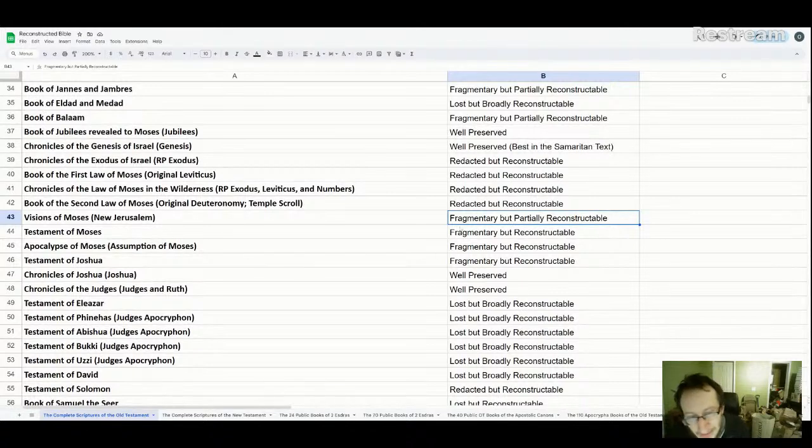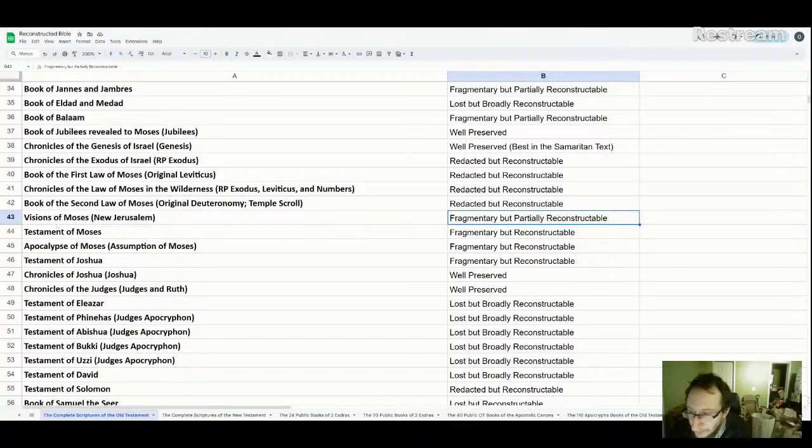But the easiest stuff to reconstruct are the laws or the description of the New Jerusalem, because it goes along a style, a certain order. So we can use the general order of what he's being shown to reconstruct the New Jerusalem text.